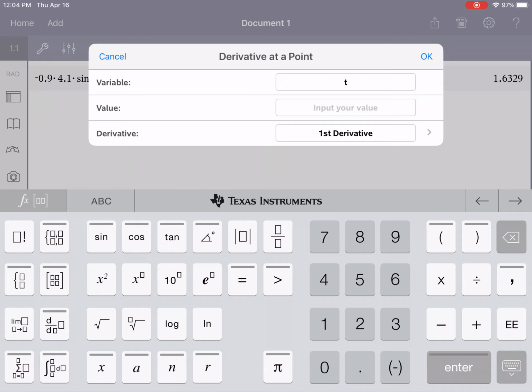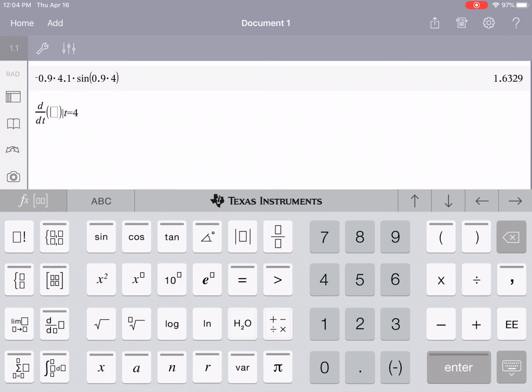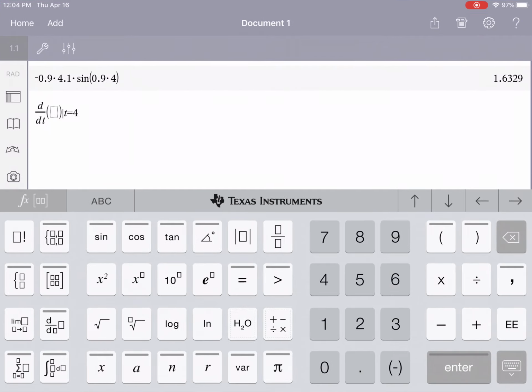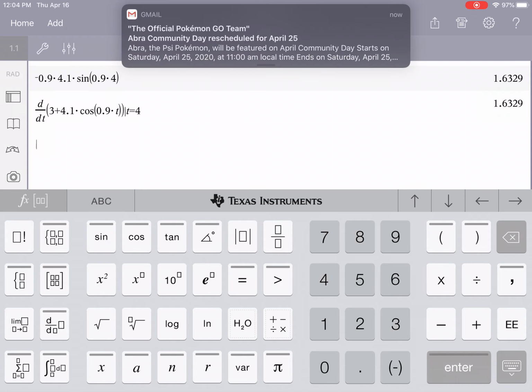The value, we wanted to evaluate this when t was equal to 4. And yeah, we were looking for the first derivative, that's right. So we wanted to do the derivative with respect to t of the function that they gave us here, which was, if I recall, 3 plus 4.1 cosine of 0.9t. All right, so here we go. So a 3 plus a 4.1 times the cosine of a 0.9, and then our t variable right there, and evaluate all that when t was 4. That should get us the exact same answer there, and it did.